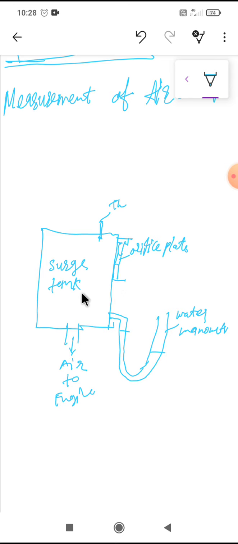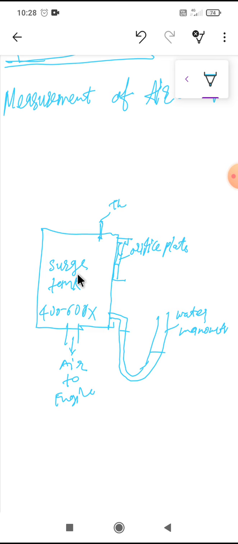So it consists of this surge tank, which is 400 to 600 times the displacement volume of the engine, so as to reduce pulsation. So this is 400 to 600 times the air required in the carburetor. So this helps in reducing the pulsation. So it can give air and it can take air back. So it will reduce the pulsation.